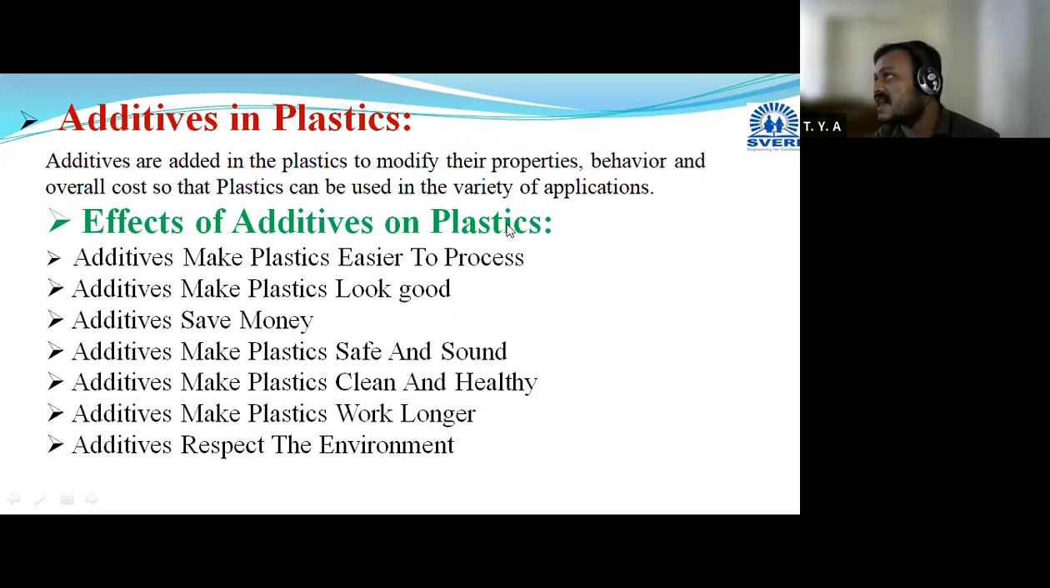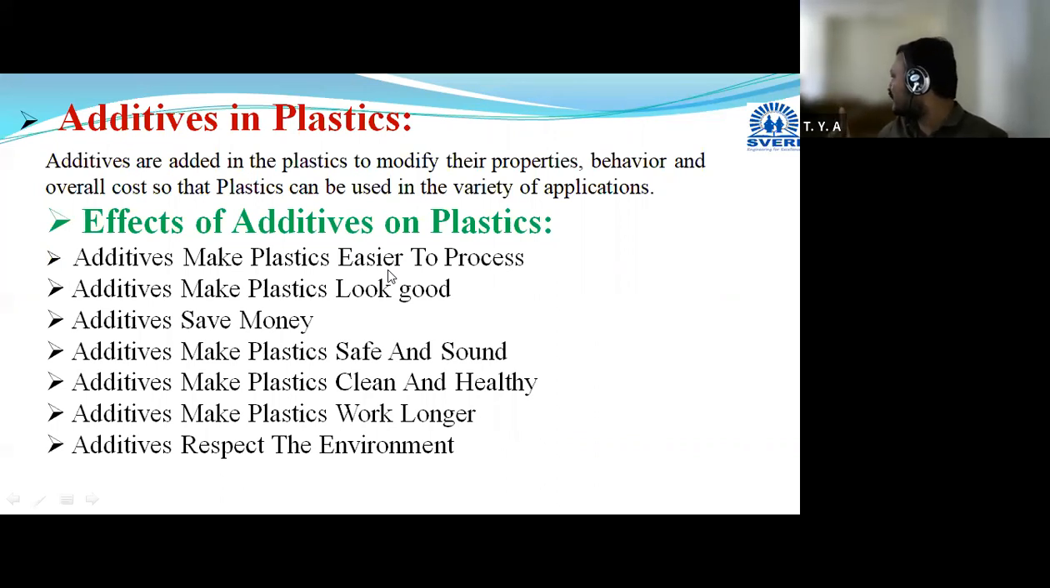Okay, when an additive is added in the plastic material, the first effect is that the additive makes the plastic material easier to process. Easier to process means it will increase the flowability. When the flowability of that plastic material is improved, you can easily do the manufacturing or molding processes on it to give the desired shape and size. From raw material, if you want to convert it into pipe form or a coupling, you have to use different processes. So that those processes become easier, you have to improve the flowability.